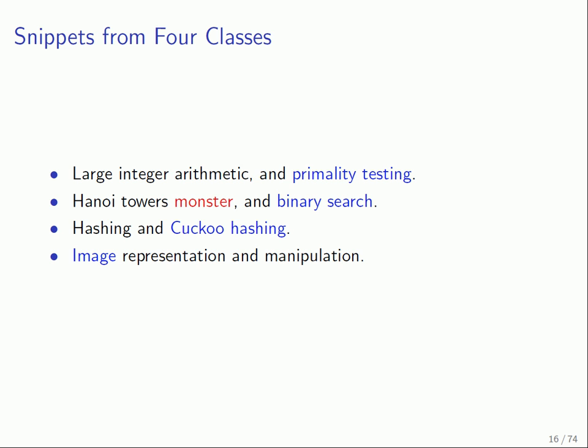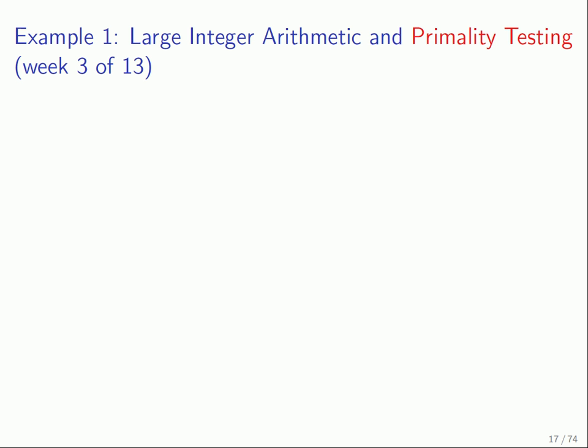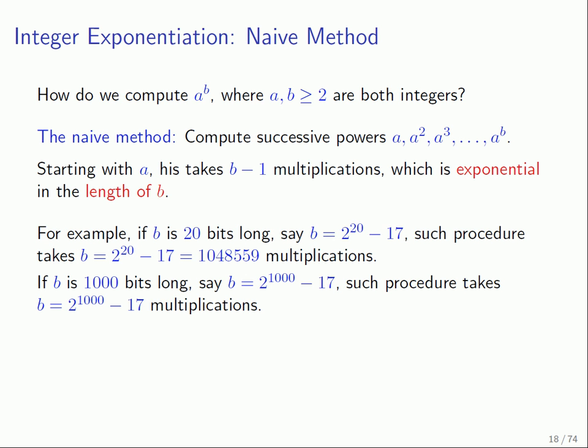They actually complained because they implemented inefficiently. Their PCs at home worked for a week, got very hot, and maybe broke down, whatever. But anyway, okay. And then image representation manipulation. I'll give some examples. Okay, so large integer arithmetic and probability testing. That happens at about week 3 of 13 weeks.